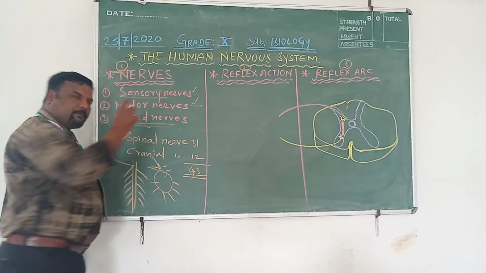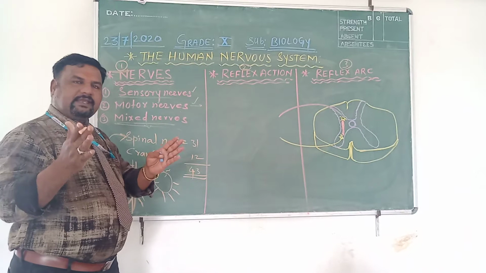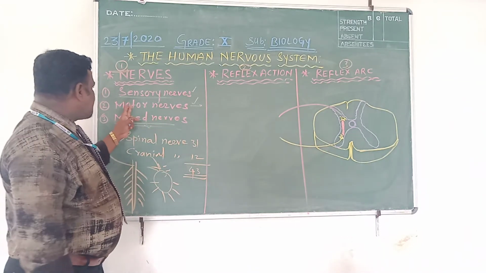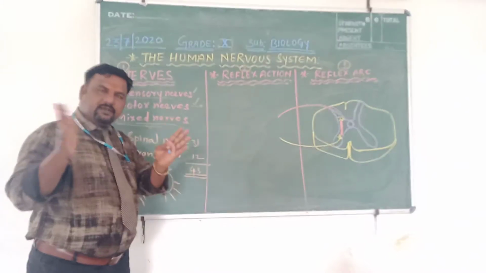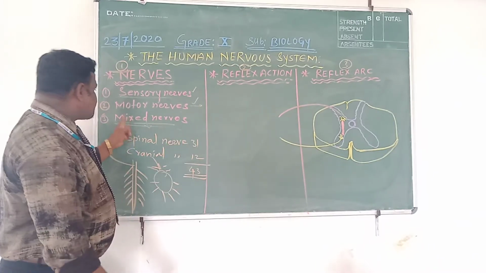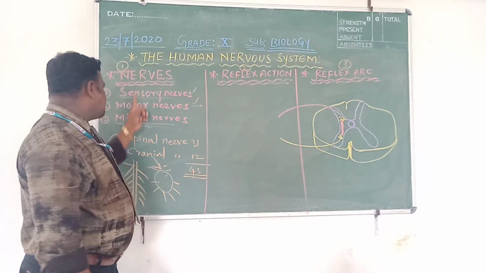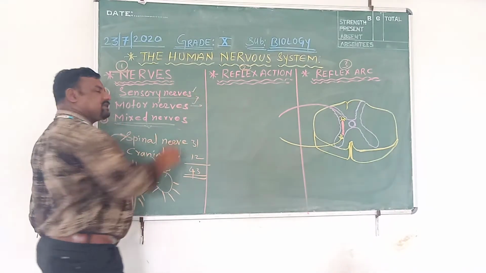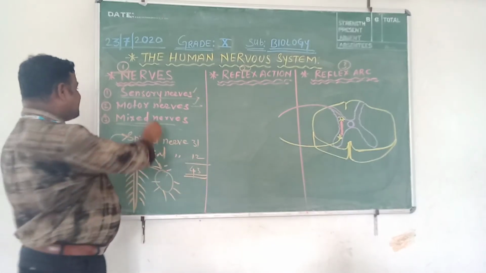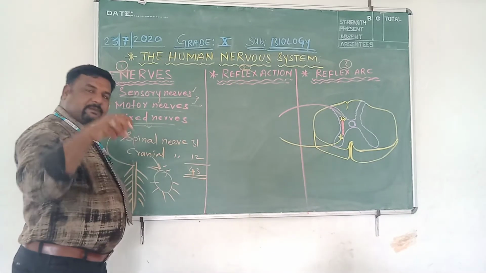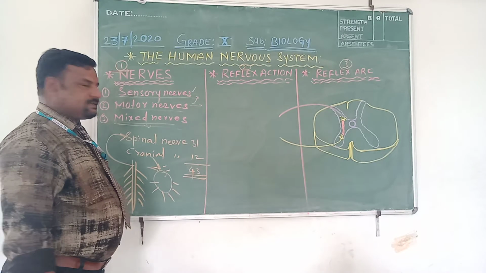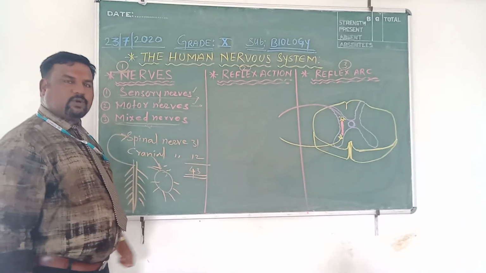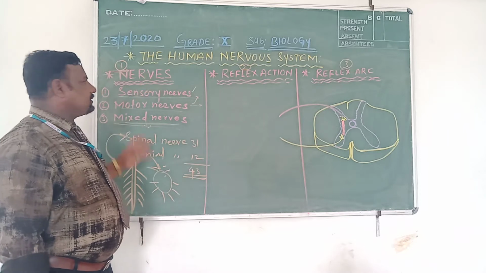Sensory nerves are composed of only sensory nerve fibers. Motor nerves are composed of only motor nerve fibers. Mixed nerves are composed of both sensory nerve fibers and motor nerve fibers. For sensory nerves we can take the example of the optic nerve in the eyeball. For motor nerves, we can take the example of the muscles present in the eyeball. For mixed nerves, we can take the example of the spinal nerves of our body. So this is all about the nerves.